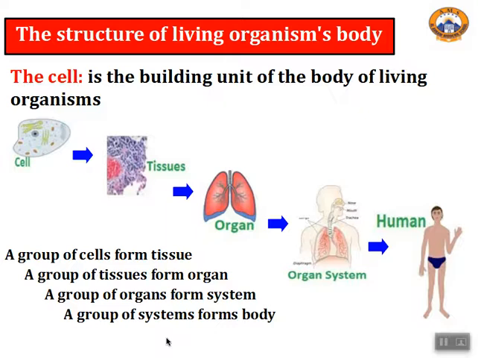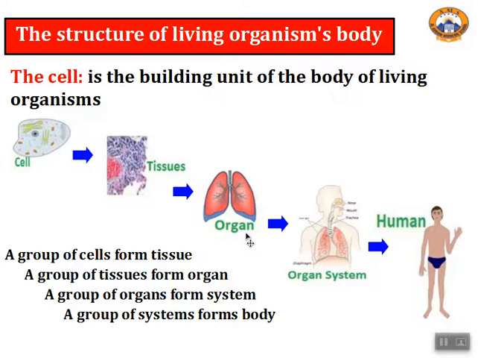What about the structure of the living organism's body? The smallest part, or the smallest unit, that builds the body of a living organism is called a cell. The cell is very small. It can't do any function for the body. A group of cells together form something bigger called a tissue. But the tissue still can't do any job or any function. So a group of tissues together form something bigger called an organ.